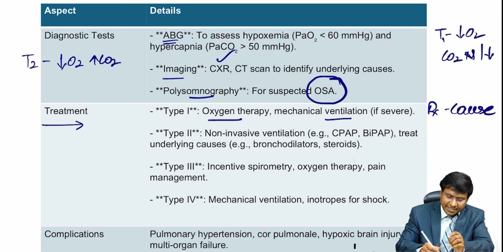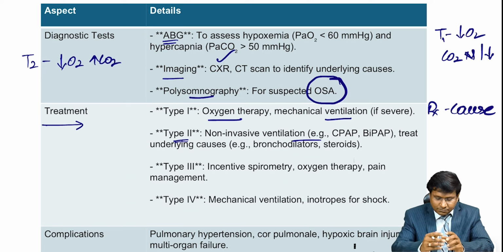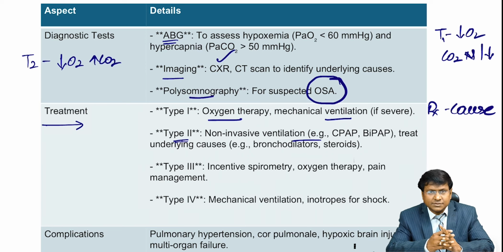Similarly, in type 2 respiratory failure, the individual has to be placed on a non-invasive ventilator first, that is either CPAP or BiPAP. And what is the target in case of type 2 respiratory failure?